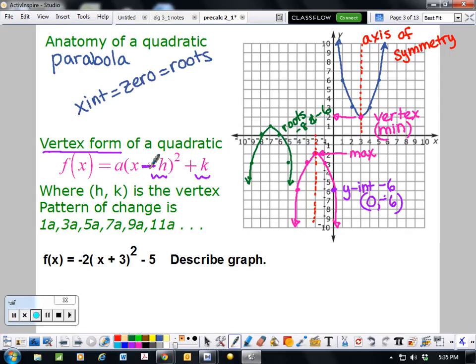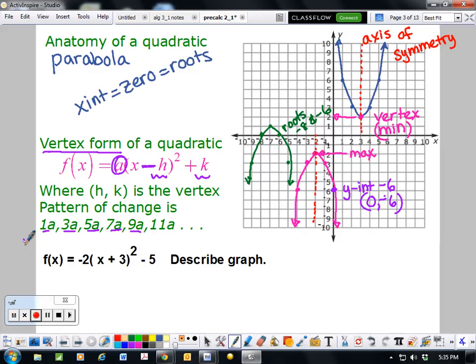And then we also have this idea of a pattern of change, kind of like slope, but like slope of a line is constant, it never changes. Here, because we have this curve that occurs, we actually have a pattern of change, and our pattern goes 1a, 3a, 5a, 7a, 9a, so on and so forth. Usually we use 1, 3, and 5, and then we run out of room. And our a number comes from what's in front. If there's no number in front, it's 1.